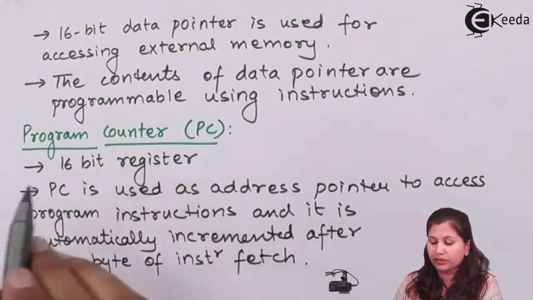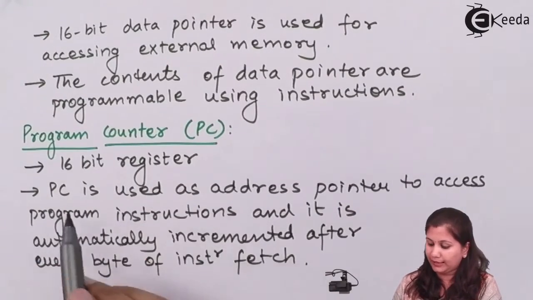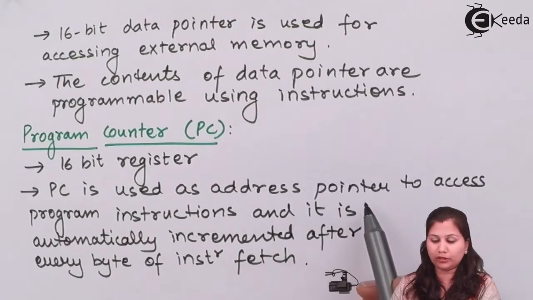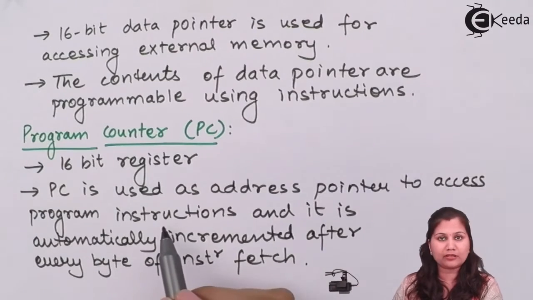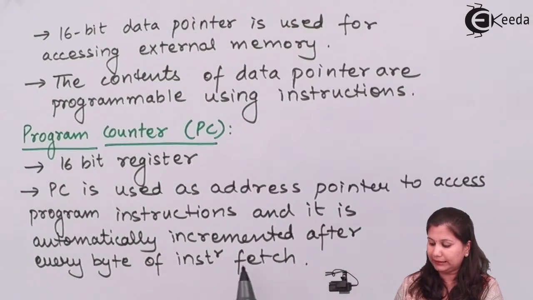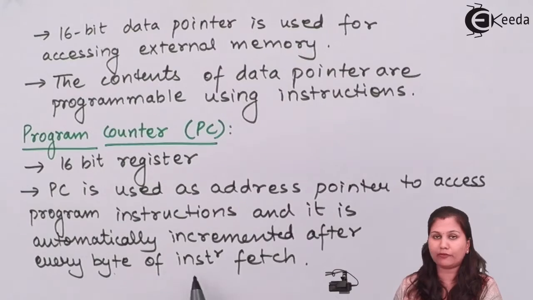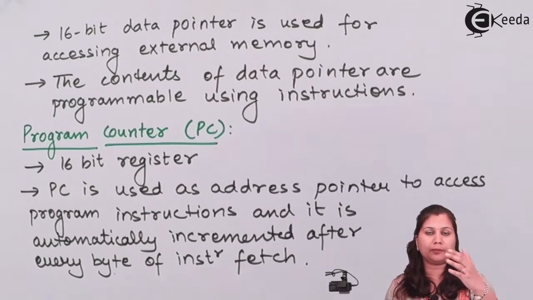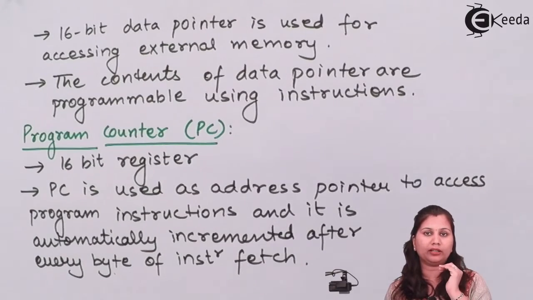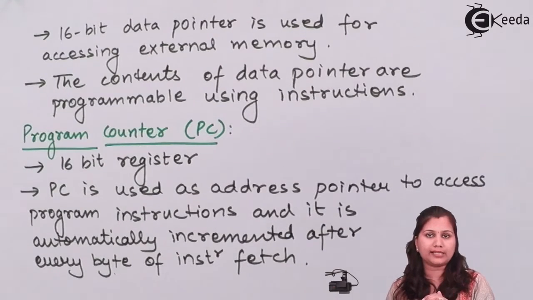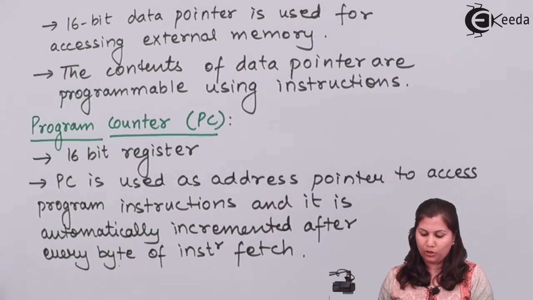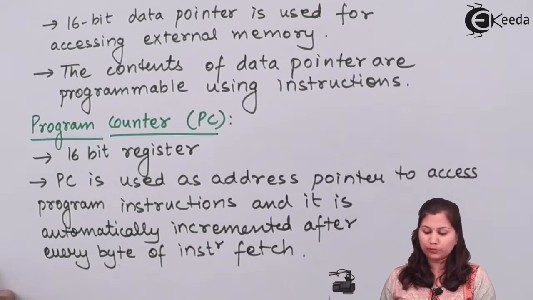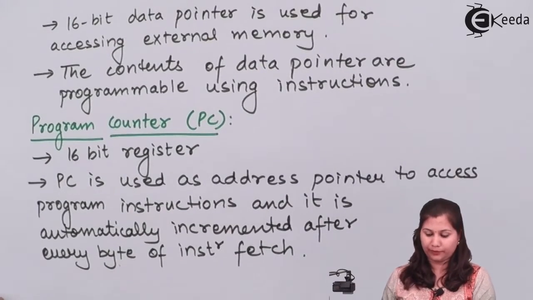So the program counter is a 16-bit register and it is used as the address pointer to access the program instructions, and it is automatically incremented after every byte of instruction fetch. So whenever an instruction is fetched, the program counter will be automatically incremented and it will indicate the next instruction. So this was the program counter, which is the 16-bit register.